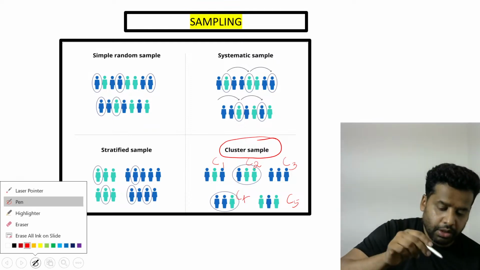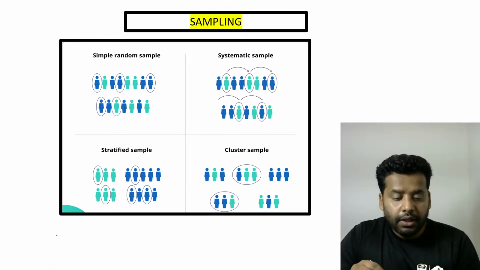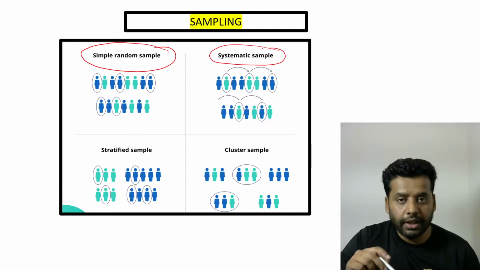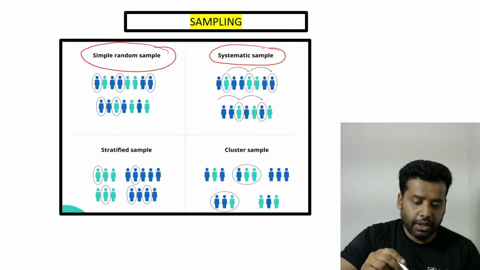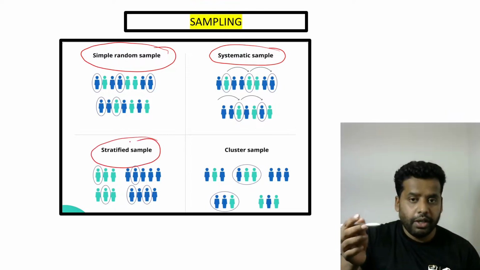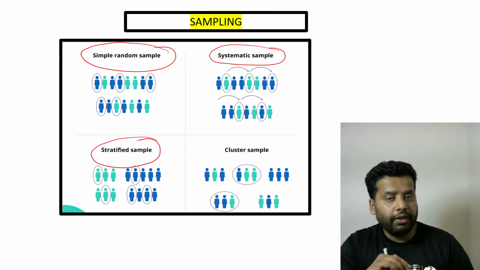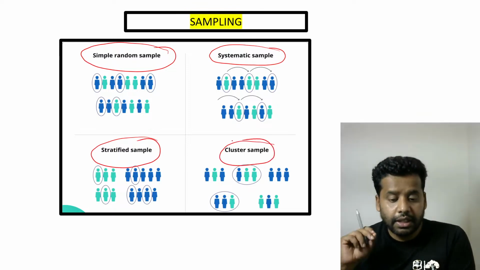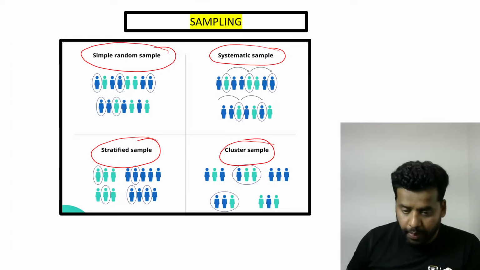So now tell me: lottery method, simple random sampling. If the words every third, every fifth and so on come, it is systematic random sampling. Two separate groups with proper representation, stratified random sampling. Selecting clusters, groups, that is cluster random sampling.